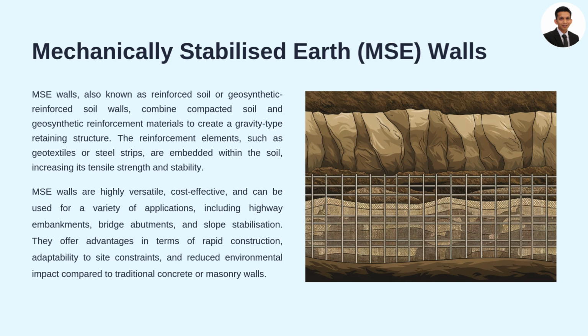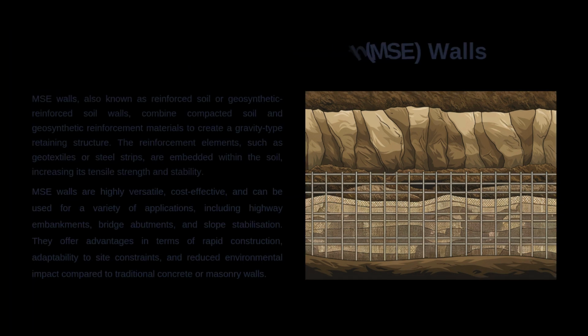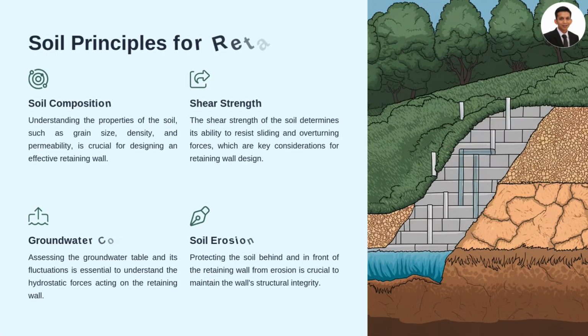Applications: embankments for high-speed rail projects. Retaining walls in areas with seismic activity due to their flexibility. For example, in the Delhi Metro project, MSE walls were used to stabilize embankments and reduce construction time while maintaining cost efficiency.